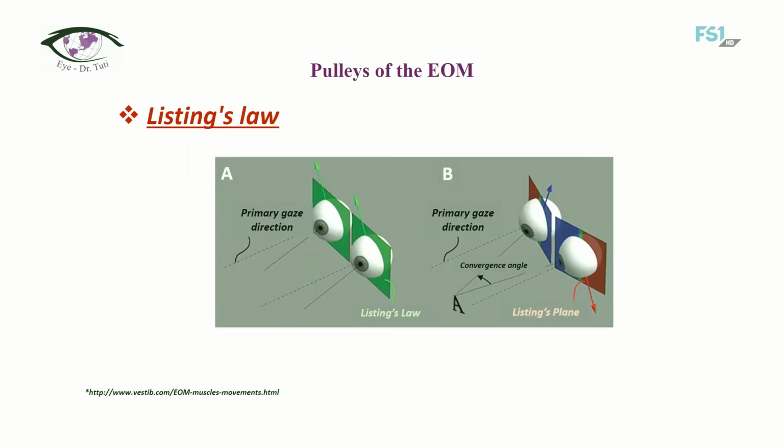Listing's law is satisfied if the axis of ocular rotation shifts by exactly 1/2 of the shift in ocular orientation for any eye movement. This is the so-called Listing's half-angle rule. Here, for example, we can see this half of the shift during convergence or divergence movement of the eye.